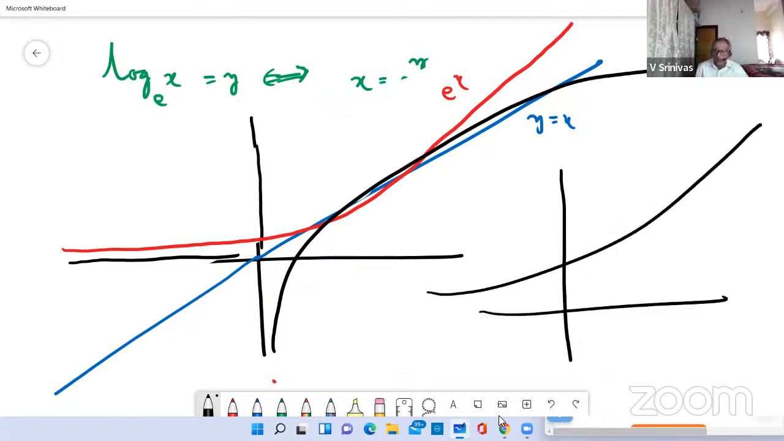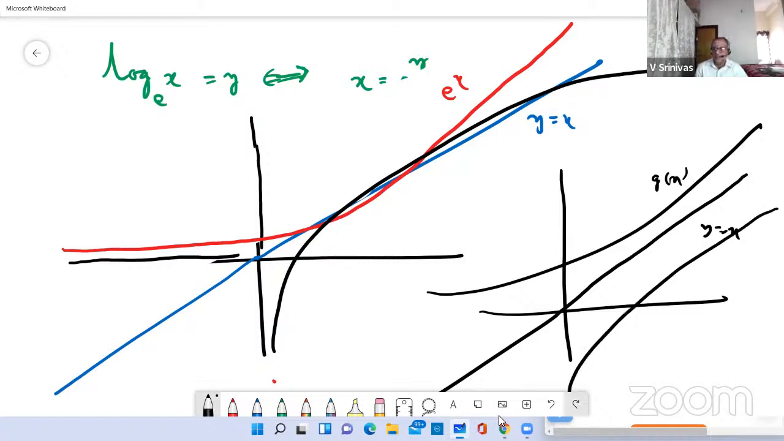So if you know a function and want its inverse, you take the image of its graph. To draw the graph of g inverse of x from the graph of g of x, you reflect it, treating y equal to x as the mirror. This is the graph of g inverse. So once you know the graph of e^x, you can draw the graph of the logarithmic function. It is the image of e^x.